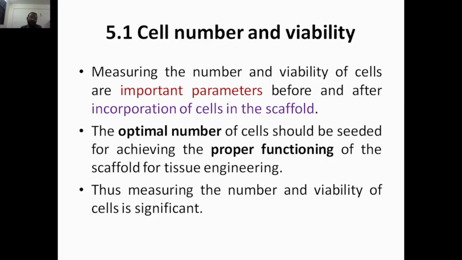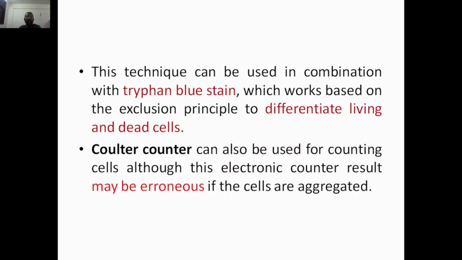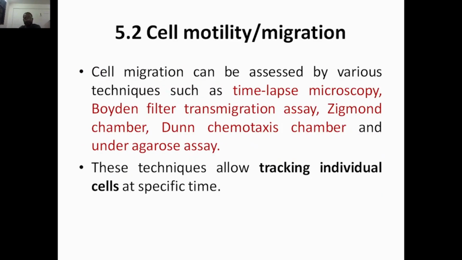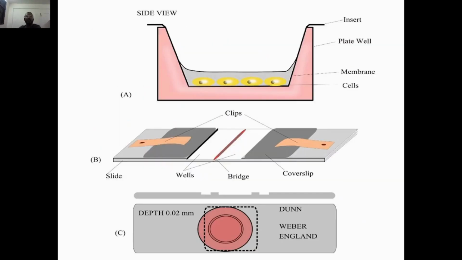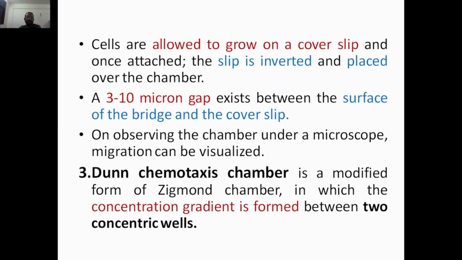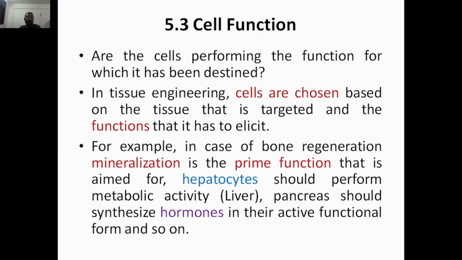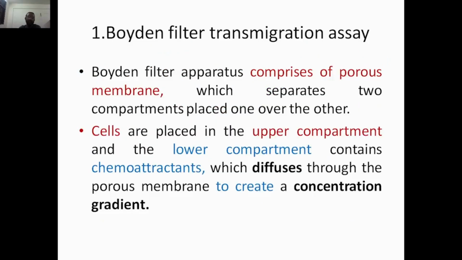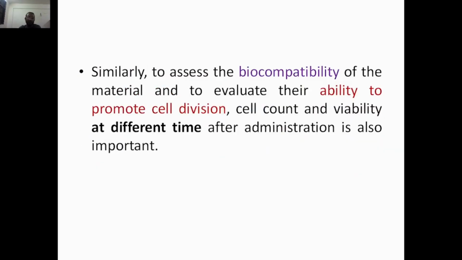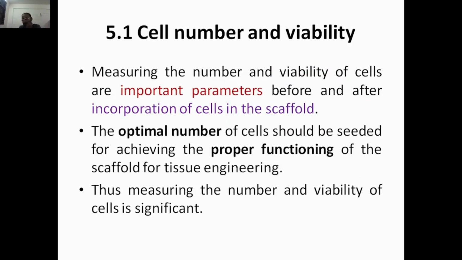In the previous video we discussed the introduction and the measurement of cell characteristics, and the three major cell characteristics we'll be discussing: cell number and viability, cell motility and migration, and finally cell functions. So these are the three things we'll be discussing. Actually, five things we are covering in the three topics. Okay, so let's get started.